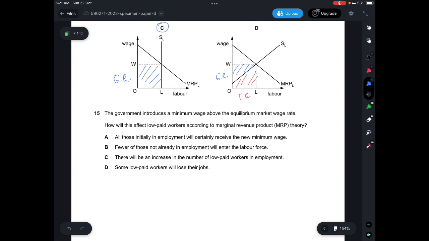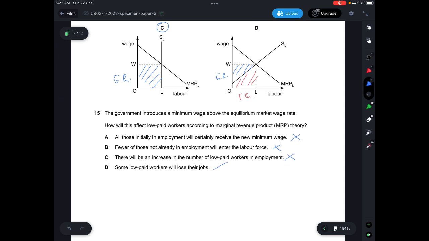Okay, for question 15, the government introduces a minimum wage above the equilibrium market wage rate, and how will this affect low-paid workers according to marginal revenue product theory? Okay, so let's look at the four options here. A says all those initially in employment will certainly receive the new minimum wage, incorrect. B, fewer of those not already in employment will enter the labor force, incorrect. C, there will be an increase in the number of low-paid workers, incorrect. And D, some low-paid workers will lose their job.